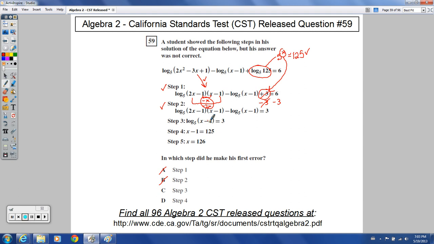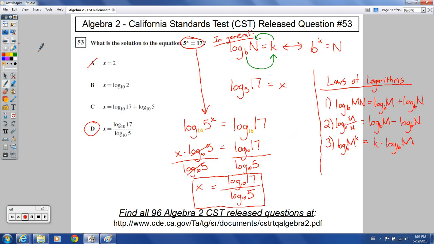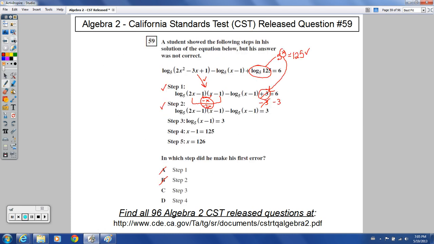It looks like, what have they done here? So we've got step 3, log base 5 of 2x minus 1 and x minus 1. We've got that left over here. Okay, so I see what they're doing here. Let's go back to 53. We're using this law of logarithms where we've got a product here of two things. We can say that's one plus the other one. And so let's apply that to this problem here.